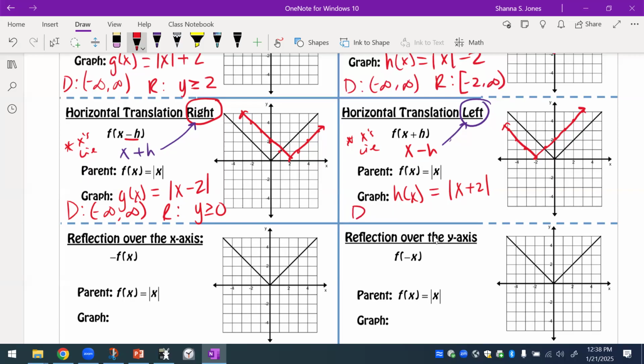Your domain for h of x here is negative infinity to positive infinity. And your range is also from 0 to infinity, meaning that your y values start at 0 and they just keep getting bigger, right?